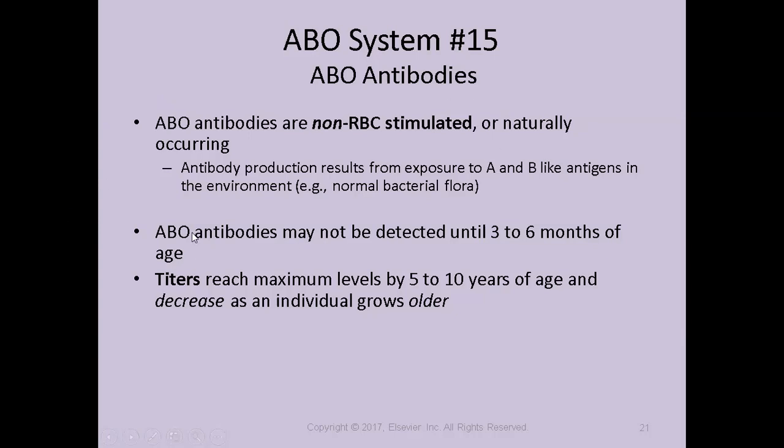ABO antibodies are not usually detected until 3 to 6 months of age. And titers or concentrations reach maximum levels by 5 to 10 years of age. Here's something important. As individuals get older, into their 70s and 80s, the amount of antibody actually can decline. And in general, that can happen with people as they get older. All antibody levels can decline.